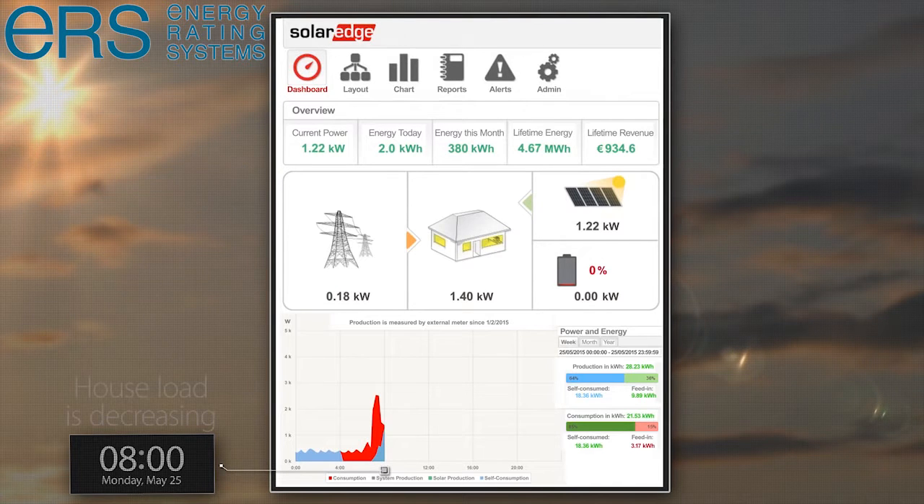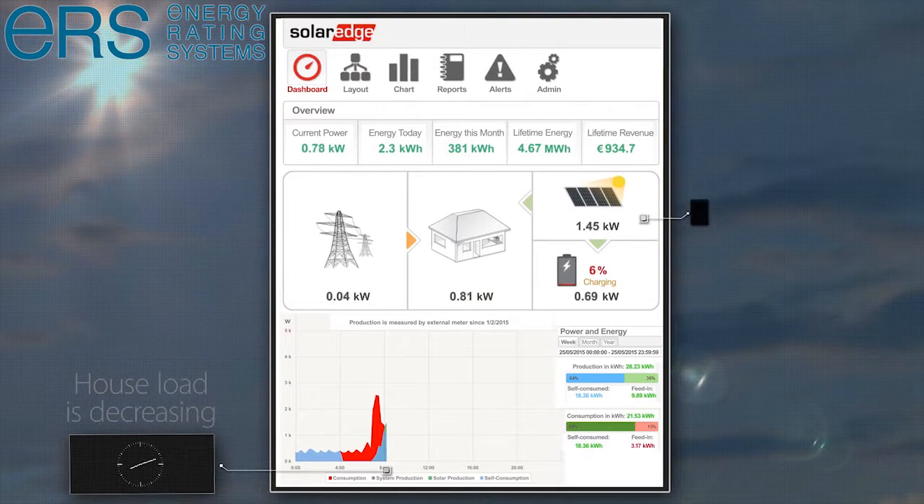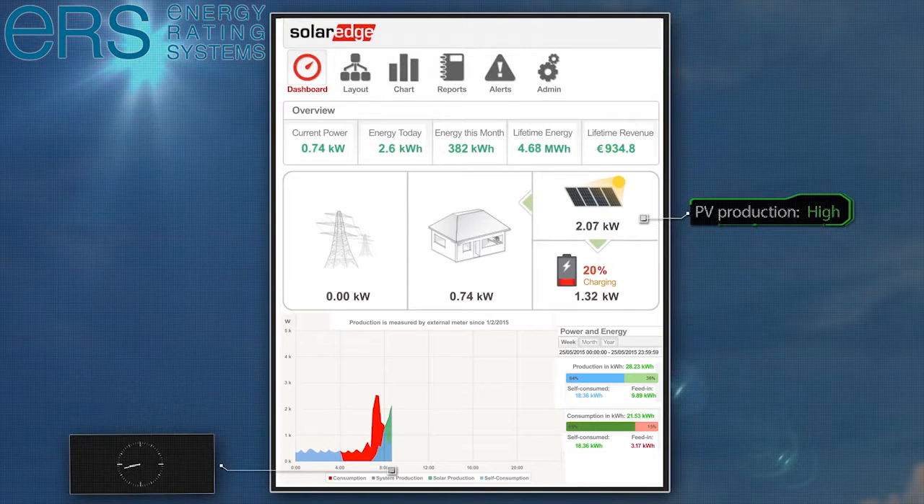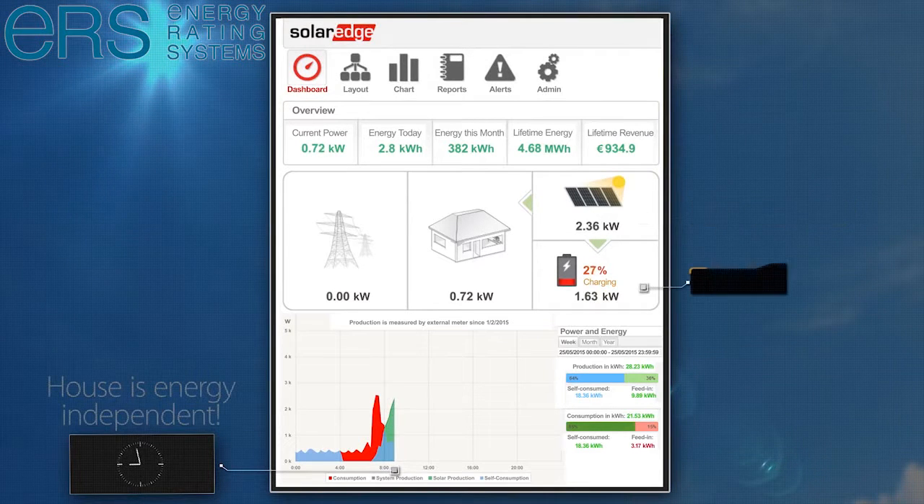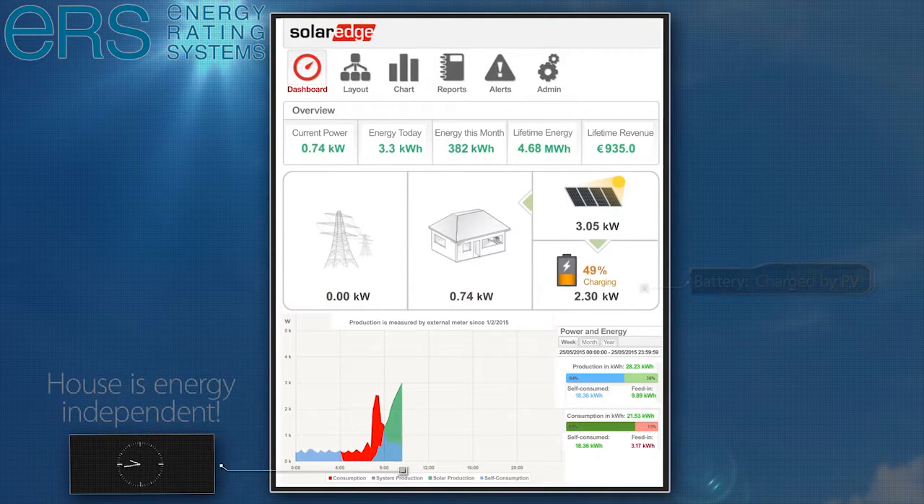It's 8 AM. Since everyone has left the house, the load has dropped. PV production now greatly exceeds consumption, so there is no electricity supplied by the grid. The house is now energy independent for the first time today. The green production curve exceeds the blue self-consumption curve.